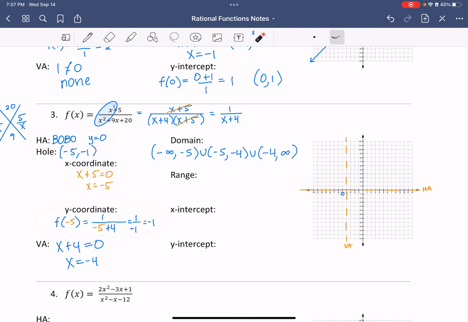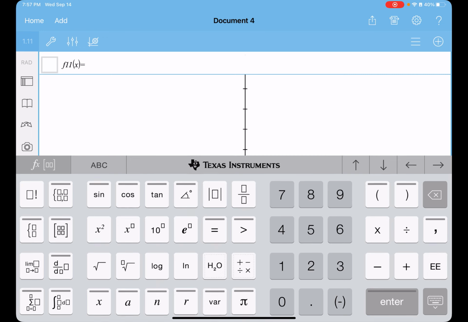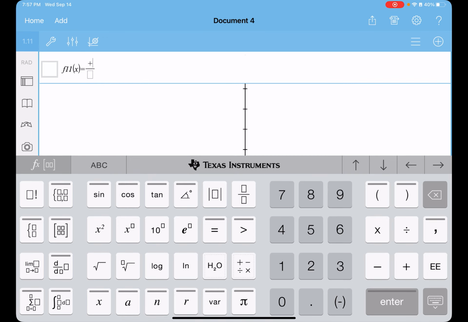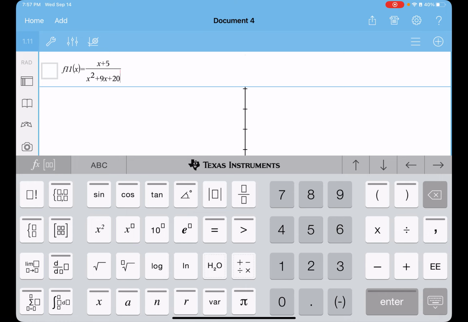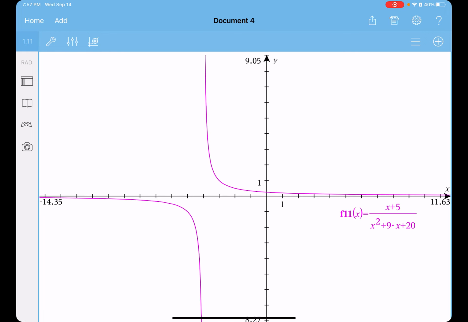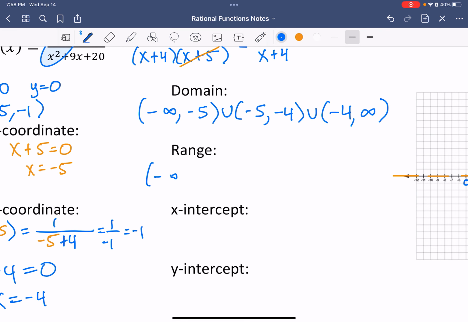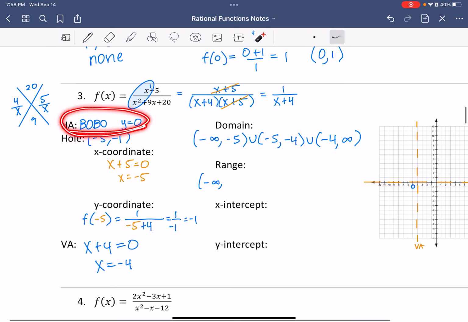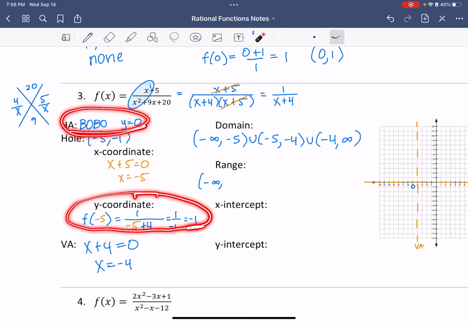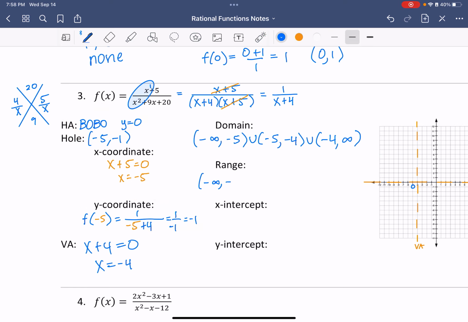So let's double check it in the graph because there are exceptions to this rule. So I'm going to graph x plus 5 divided by x squared plus 9x plus 20. Okay, and we get a graph that looks like this. Again, you don't see the hole, but we can confirm that the horizontal asymptote is in fact at y equals 0. So I'm going to come back here, and so -infinity. So everything except these y values, except y equals 0 and except y equals -1. But -1 is smaller than 0, so I'm going to put the -1 first and then the 0. Okay, so that is what the range looks like.